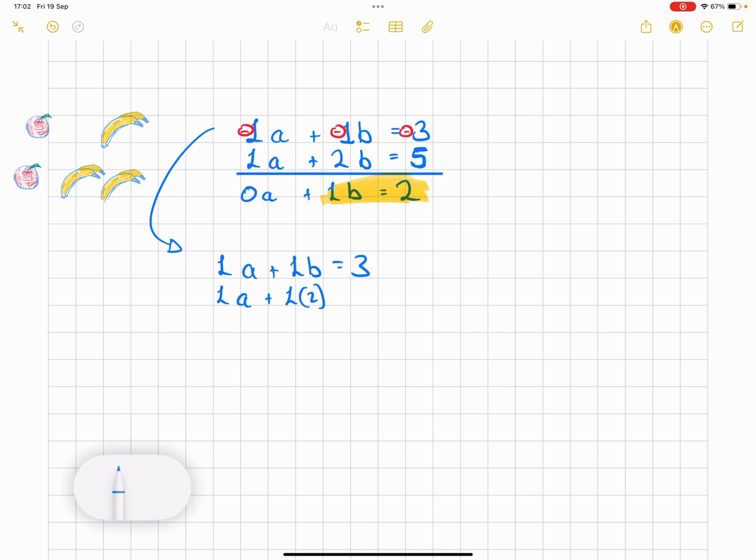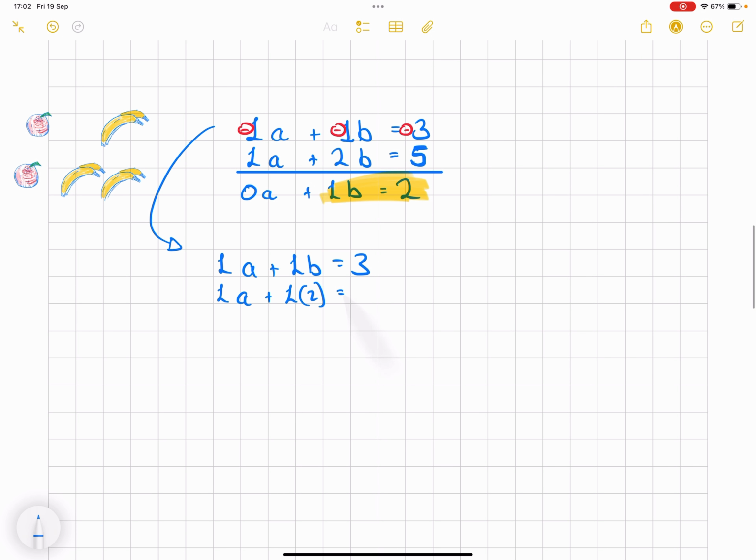So let's just highlight this. There we go. So B equals 2. There's no need to write in B anymore, just write in 2 for B. That's just 1. So it's 1A, or just A, plus 2 is equal to 3. And again, you know in your head what the answer is here. So something plus 2 is 3.